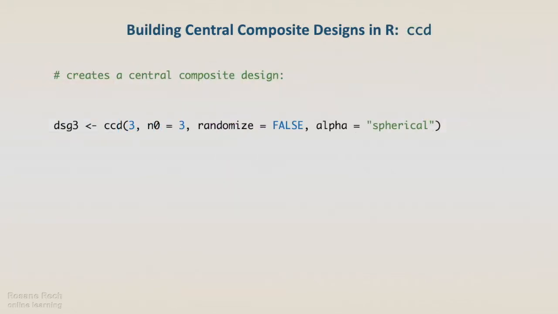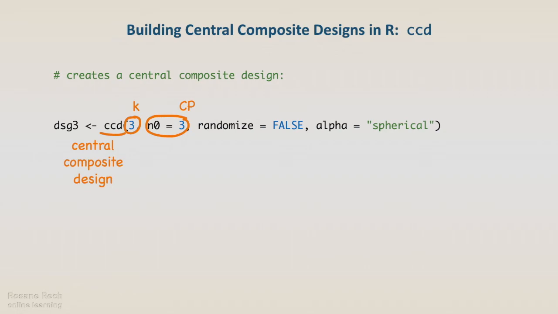Let's now see how to build this design in R. Instead of using the cube and the djoin star functions, we are going to use the ccd function that generates the complete central composite design. The first argument is k, the number of factors, 3. And then we have the number of center points, 0, and we are setting alpha as spherical.